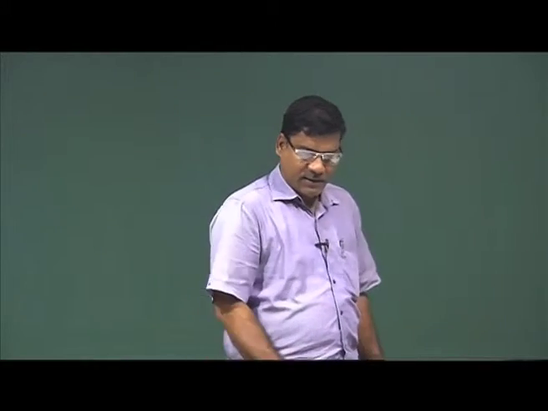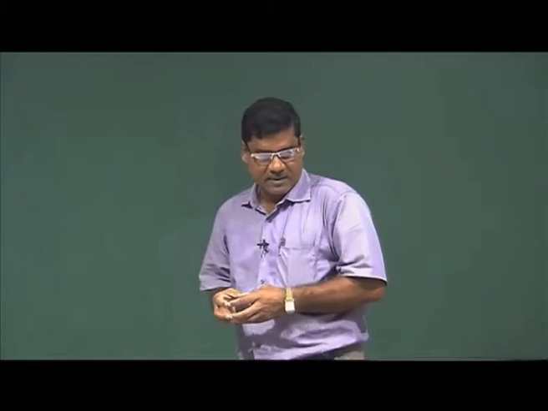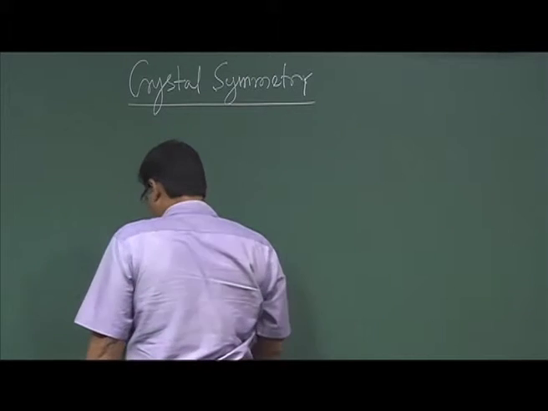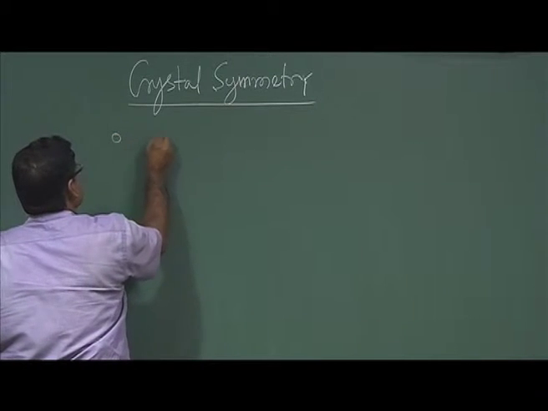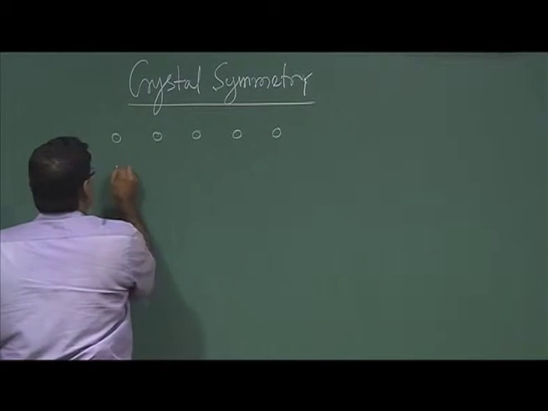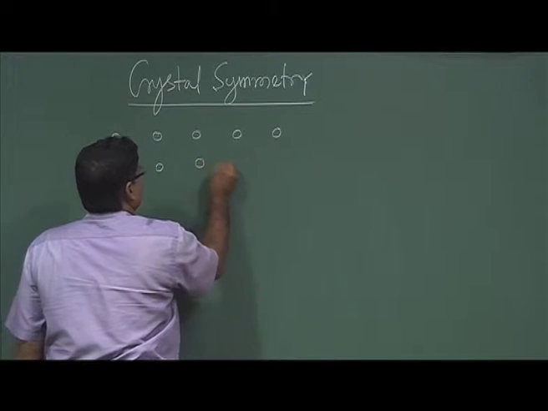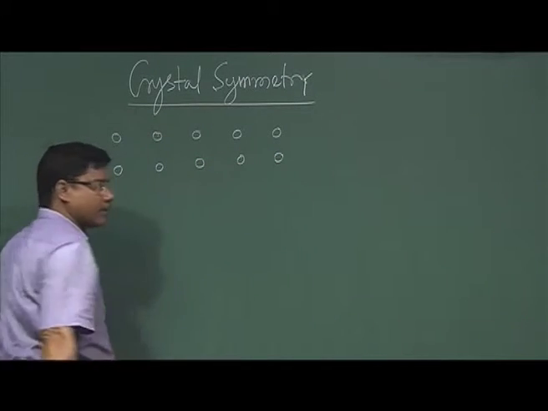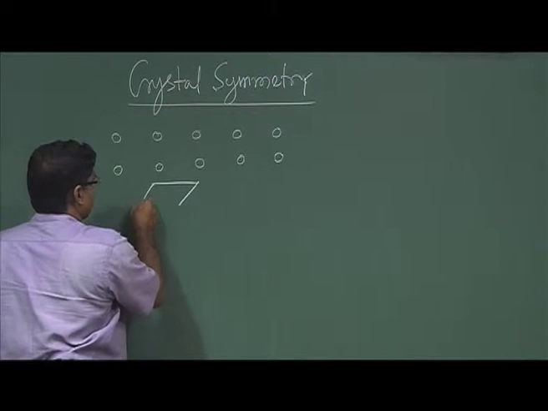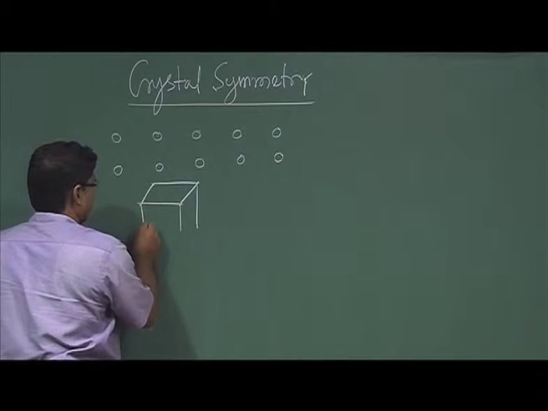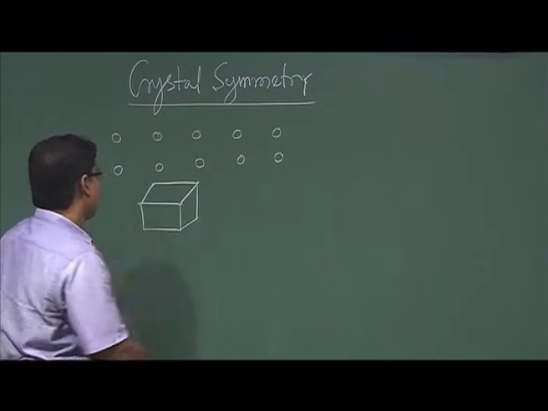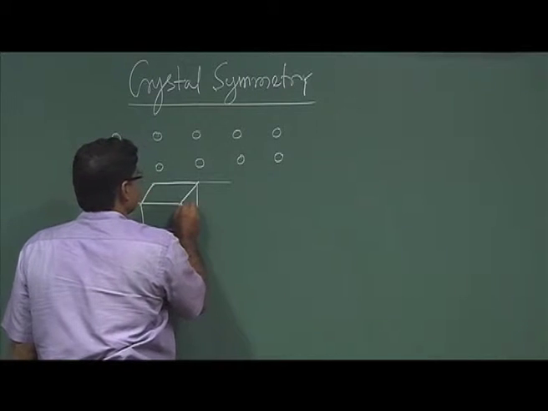So, in this class we will learn about crystal symmetry. Basically, a crystal has a periodic nature, meaning lattice points are arranged periodically and orderly, or the unit cell is repeated in space.